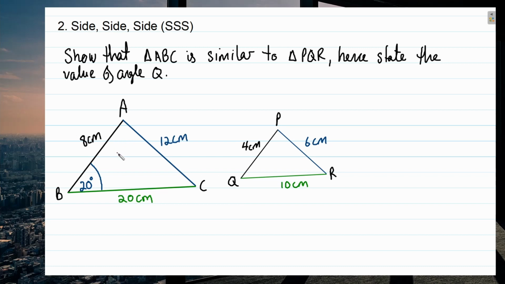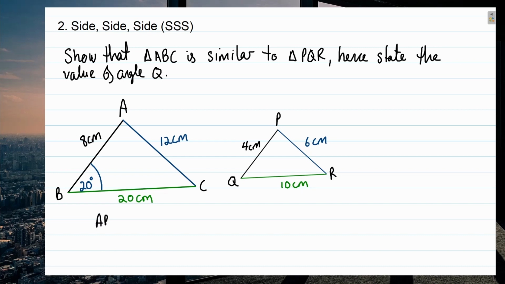Now, when you're approaching a question like this, your corresponding sides must give the same ratio. So if I take 8 and divide it by 4, I'll get 2. If I take 12 and divide it by 6, I'll get 2. So that tells me that 8 corresponds to 4, 12 corresponds to 6. Likewise, if I take 20 and divide it by 10, I'll get 2. Therefore, BC corresponds to QR because my ratio is the same for all three sides.